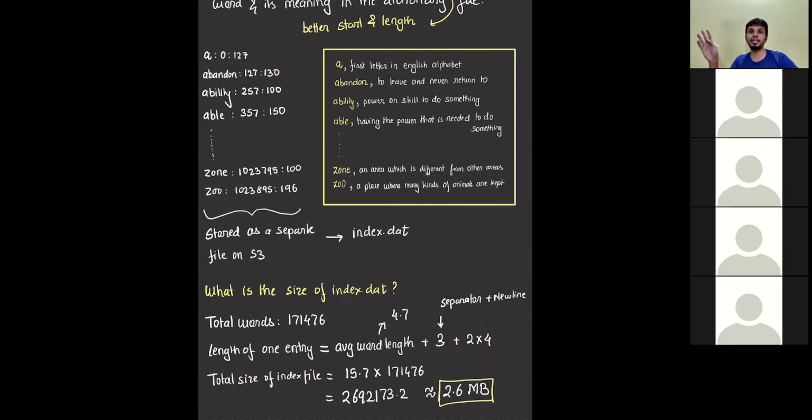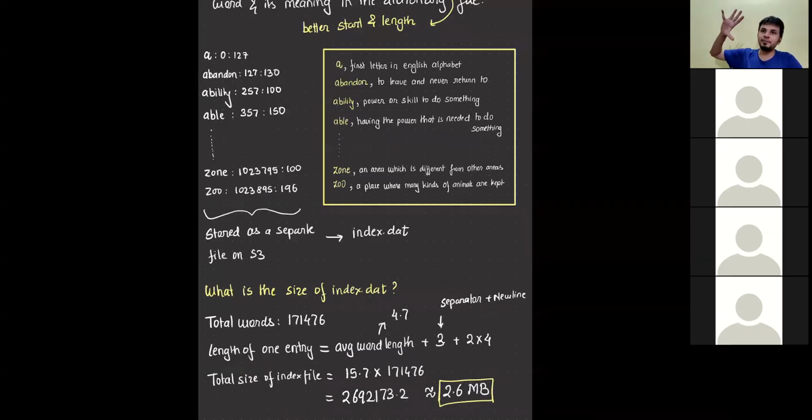They will take up 4 bytes each, right? Although it looks like characters 1 to 7, you can marshal it as an integer and write it in 4 bytes. So you are using marshalling techniques to store just integers in 4 bytes. So the average length of one entry would be 15.7 bytes only. 15.7 bytes multiplied by 171k words turns out to be just 2.6 MB. That is it, right?